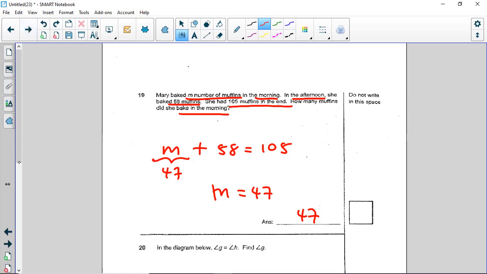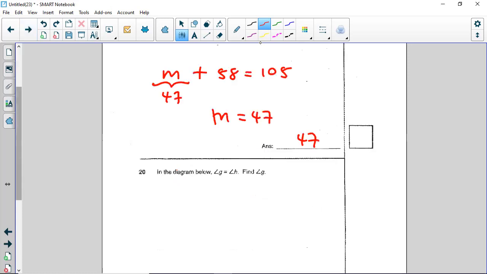Okay, next one, question 20. Question 20, we skip because there's no picture there. All right, something is missing, the diagram is missing. Okay, let's go to question 21.